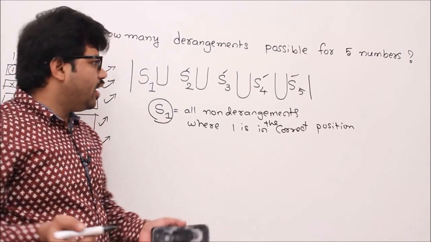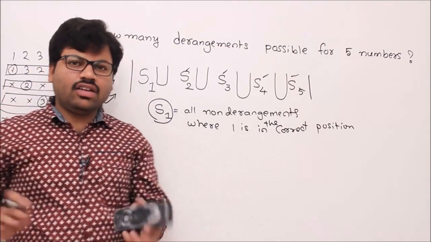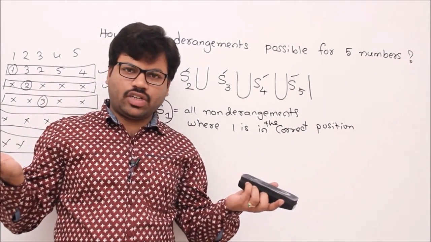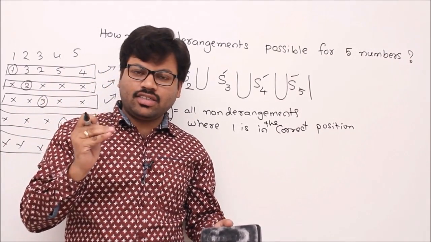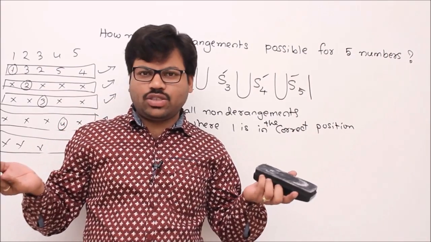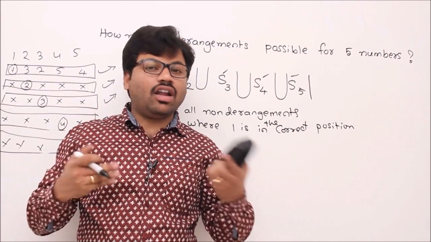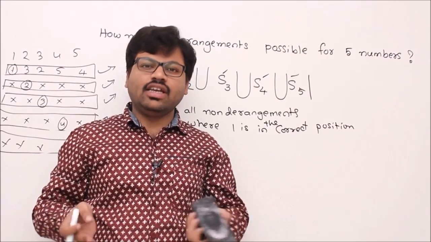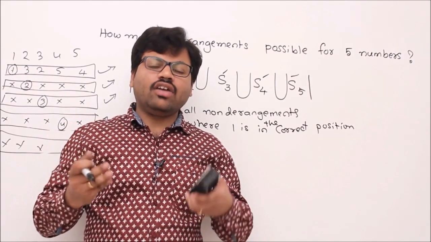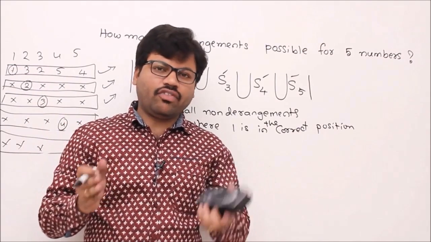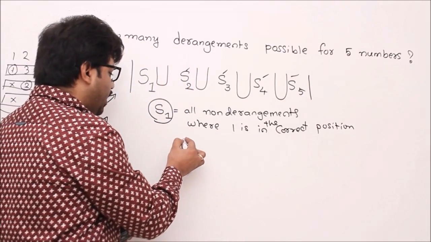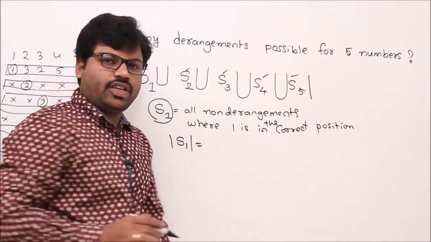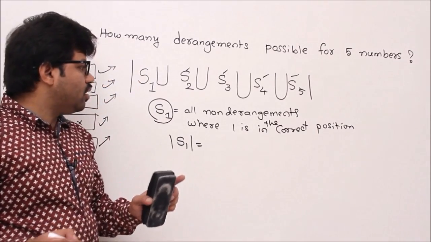We know the formula. It is nothing but, at a high level, sigma of all the individual sets S1, S2, S3, S4, S5, minus sigma of all size 2 intersections, that means all 2 intersections, S1 intersection S2, S1 intersection S3. Rather than writing the formula, we first calculate the values. First we calculate the value of S1. I will tell you the reason for it. What is the value of S1?